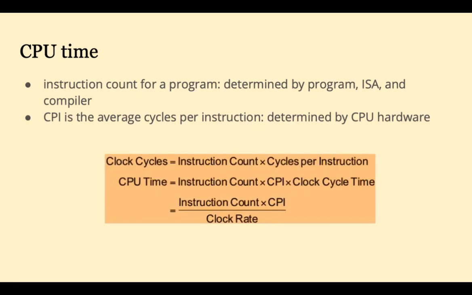We can break down the number of clock cycles into 2 components. The instruction count, and here we mean machine language instructions, times the cycles per instruction. So now our formula is modified slightly. CPU time is the instruction count times the CPI, the average cycles per instruction, either times the clock cycle time or divided by the clock rate. The instruction count is going to be determined by the program, the instruction set architecture of the machine language, as well as the compiler. The CPI, the average cycles per instruction, that's determined by the CPU hardware.